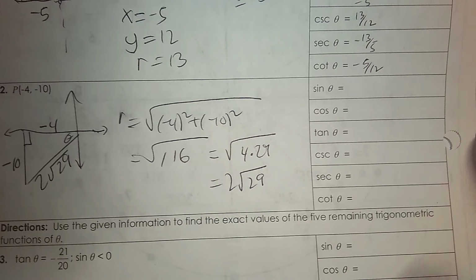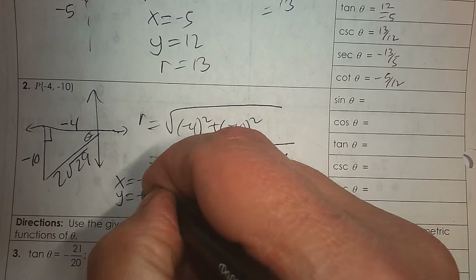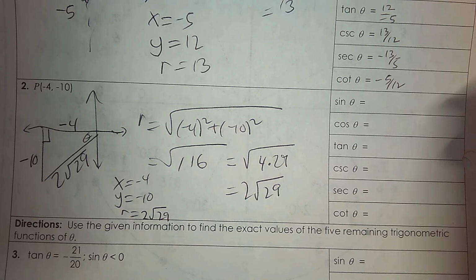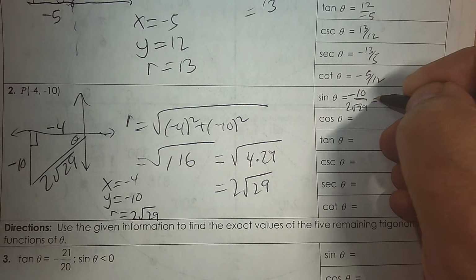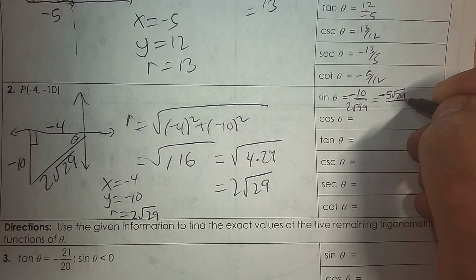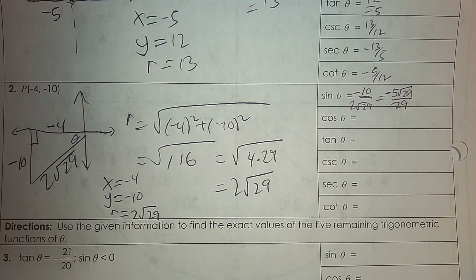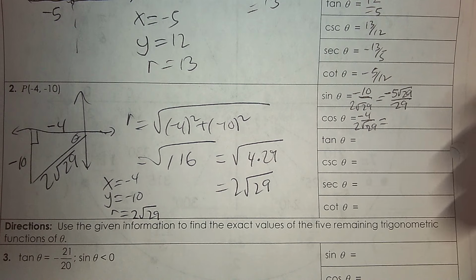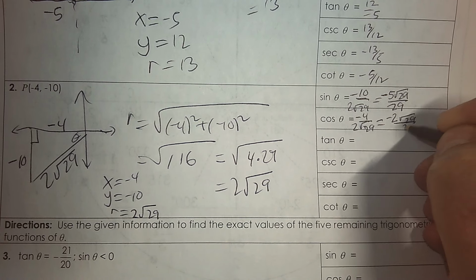All right, so let's just summarize it. X is negative 4, y is negative 10, and r is 2 root 29. So those are the numbers we're going to use for our ratio. So sine is y over 2 root 29. Notice that 2 goes into 10 5 times. So when I multiply top and bottom, it'll be negative 5 root 29 over 29. Cosine's x, so it's negative 4 over 2 root 29. Notice again the 4 and the 2 divide, so it would be negative 2, and then root 29 over 29.